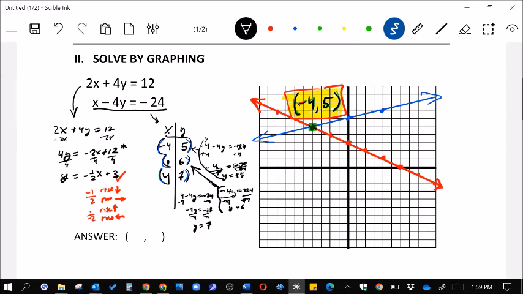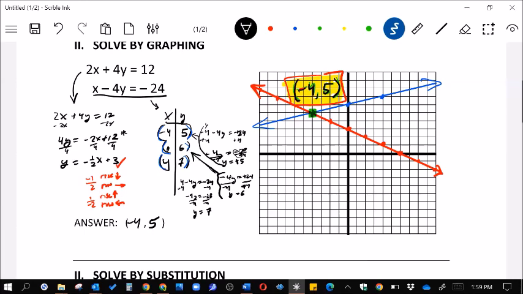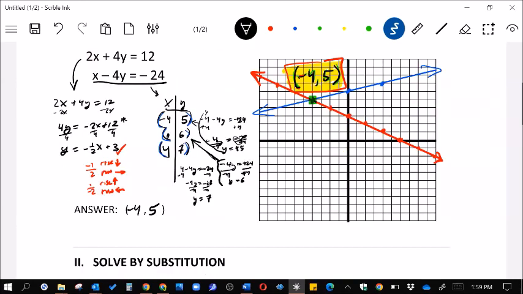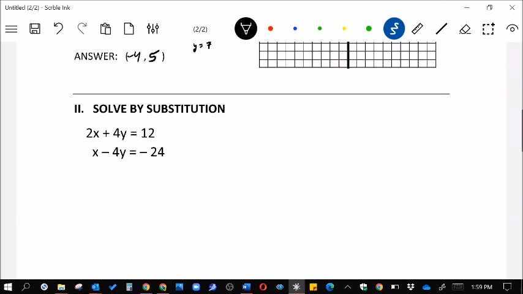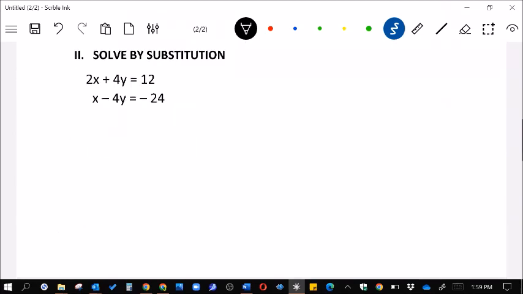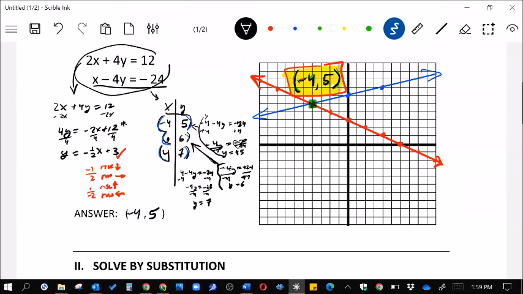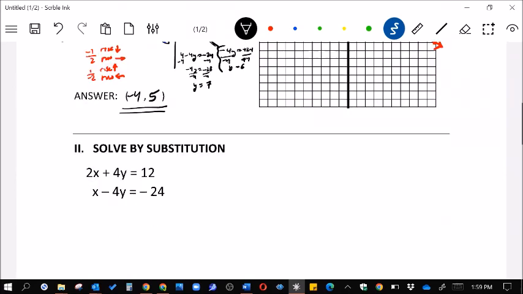Actually, I meant to put it down here, so let's do that. Now let's do another one. Oh, wait a minute, that's the graphing one. So what we've done here is a graphing reminder of how to do it. You've seen it before. Now let's do it as a substitution. We're going to do the same problem down here, which means we should get the same answer. Well, let's do it through this method.